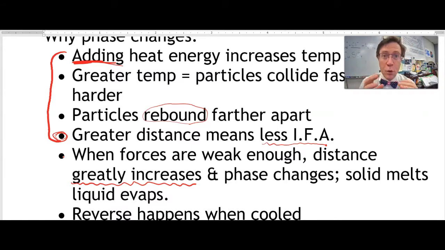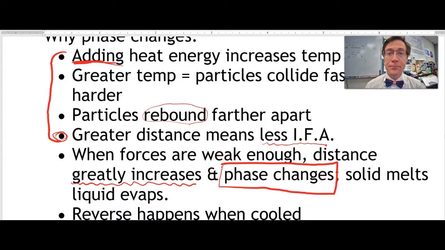However, there comes a point when these particles rebound out so hard that they kind of overcome the force of those springs, or of those intermolecular forces of attraction. And when that happens, when those particles can sort of pull apart those bonds and actually physically move apart from one another, that's where we have this really trippy thing called a phase change, where solids melt, liquids vaporize. And then we have the exact same thing in reverse.